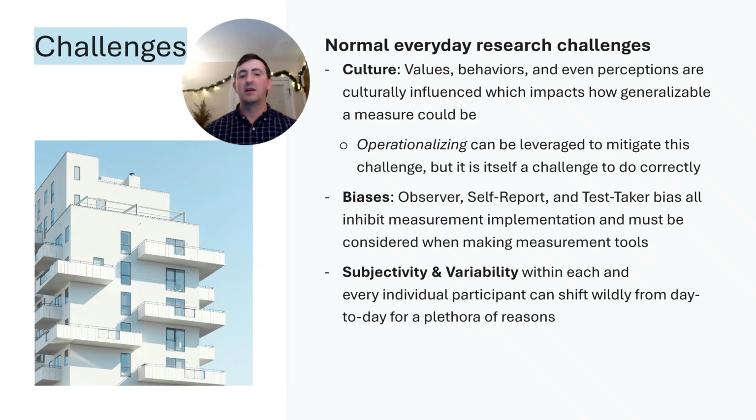And this would be culture, biases, and subjectivity and variability, right? So let's start with the bottom and go up. Let's start with subjectivity and variability. Every one of us is a very complicated mesh of things going on emotionally and physiologically and socially, environmentally. And because of this large complicated web that is a single person, whenever you conduct research, you also have to take into account that every person who participates in your research is also that variable.